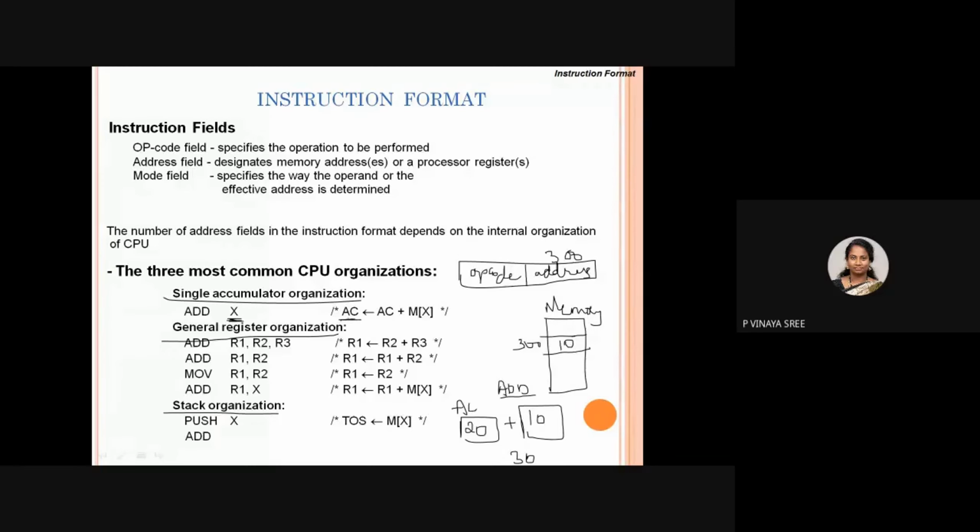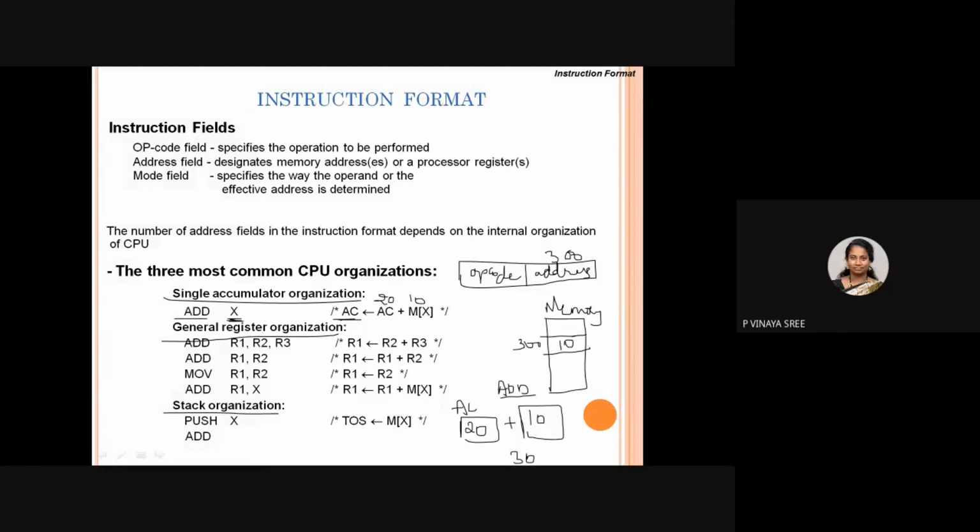See here, this is the mnemonic for this: add x. It means one of the operands will be available in the accumulator. It goes to the memory location; x specifies the address of the operand. It goes to that address, gets the operand, and places it, and in the accumulator we have 20. Both are added, because we have the opcode add, and the result is stored in the accumulator.